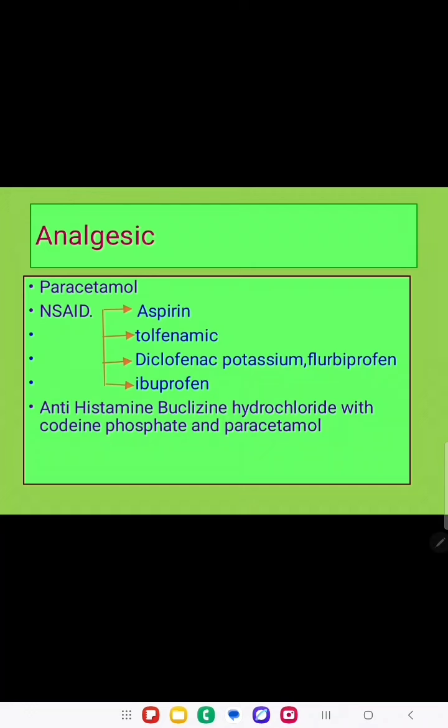Analgesic. Analgesic is pain relief. We are mainly focusing on the patient's comfortable life. A lot of the time we use paracetamol, also NSAIDs: aspirin, tolfenamic acid, diclofenac potassium, also diclofenac sodium, and ibuprofen. We can also use an antihistamine, buclizine hydrochloride, and codeine phosphate with paracetamol.